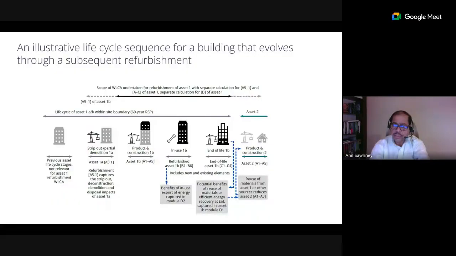Okay. Other things that I want to share with you are some illustrative examples from the standard, which talk about subsequent refurbishment in an asset. Okay, so let's assume that you have the life cycle of asset 1A, which has gone to 1B through refurbishment, and then you have another maybe demolition and a new asset created, asset 2. So if you focus on asset 1's life cycle of 60 years, or RSP of 60 years, the asset looks like this.